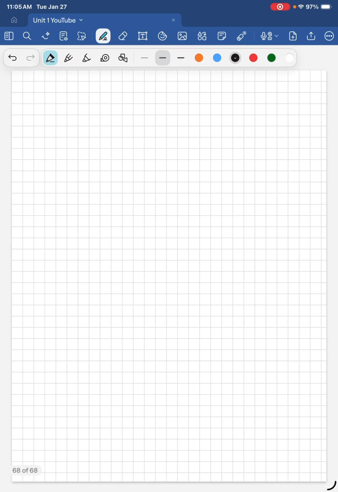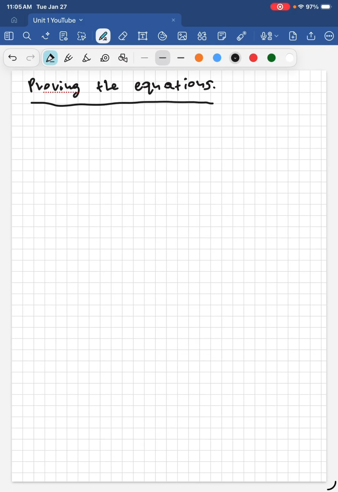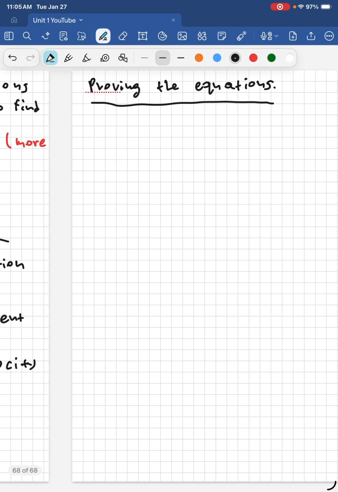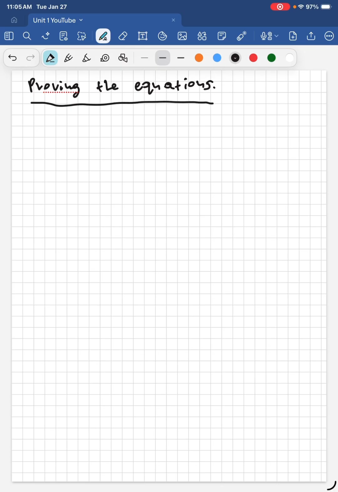I'm going to show you, even though you don't really need to know this, but I think it helps with intuition, the proof, like where do these equations come from, okay? So here I'm going to write proving the equations, okay? Because in physics and math, you can derive everything pretty much, right? From first principles. So the SUVAT equations didn't come out of thin air. There is a reasoning behind them. So let's start with the first equation, okay?